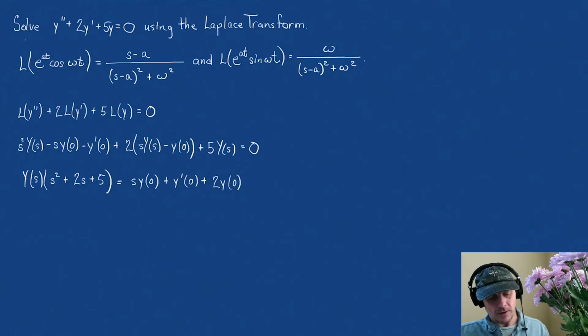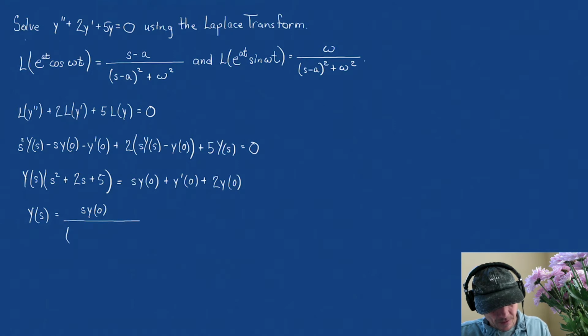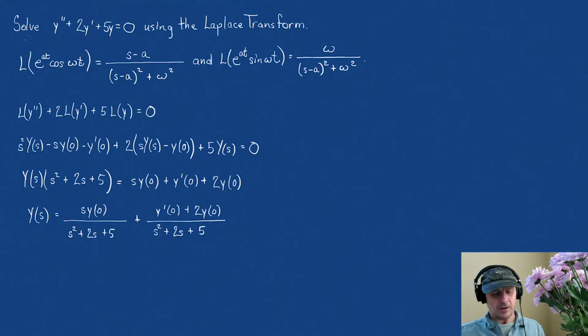Okay. So I divide through, Y of s is equal to, now when I'm going to work on this, the first term here has an s in it, the other two terms do not, so I'm going to keep those together. So how about we do this as s y of 0 over s squared plus 2s plus 5 plus y prime of 0 plus 2y of 0 over s squared plus 2s plus 5.